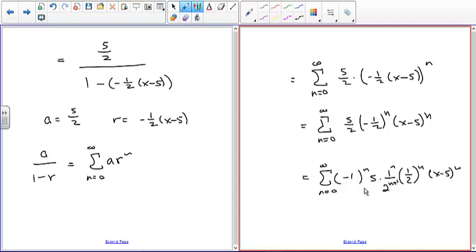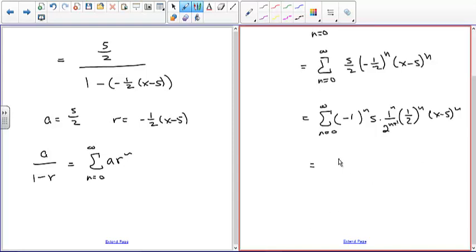2 is in the denominator, so it's 2 to the n times 2 to the first power. You add the exponents. So ultimately the final answer here is -1 to the n, and so the 5 can go in the numerator here. 1 to the n is just 1. We get 2 to the n plus 1.